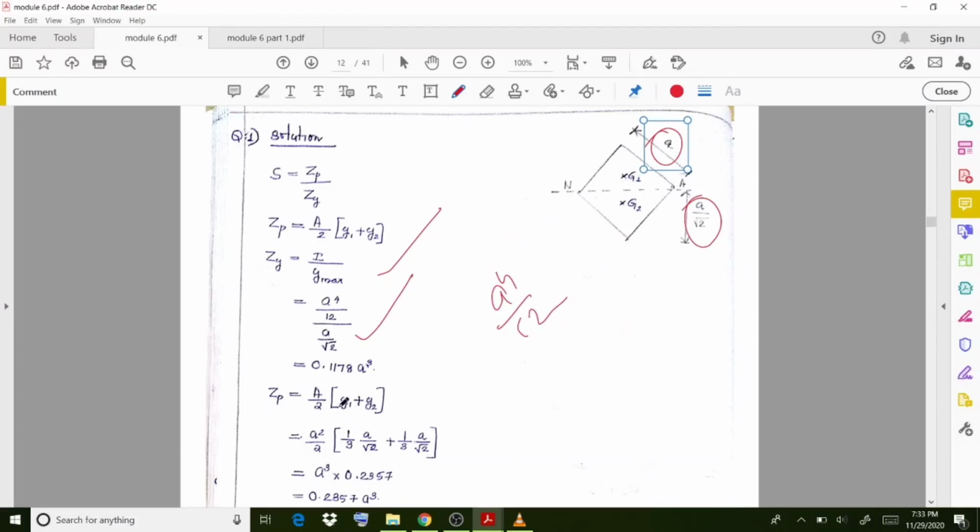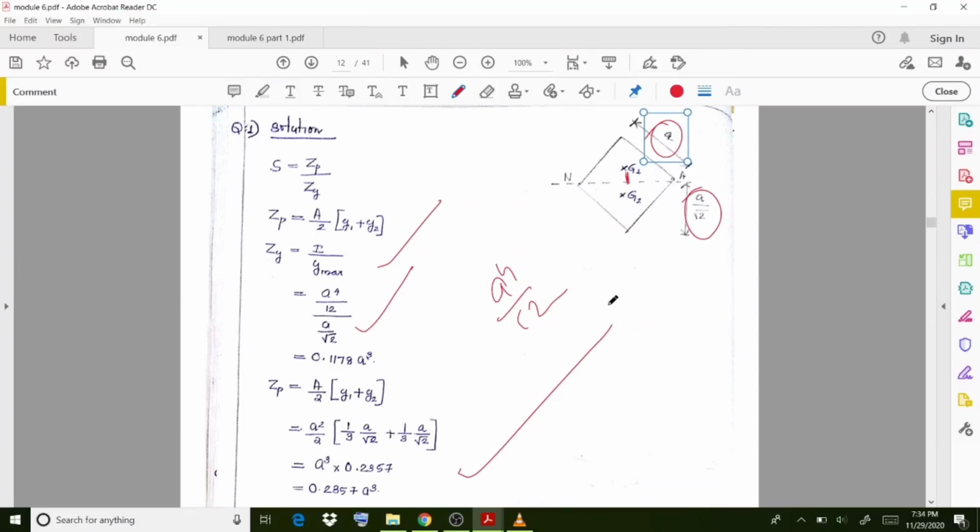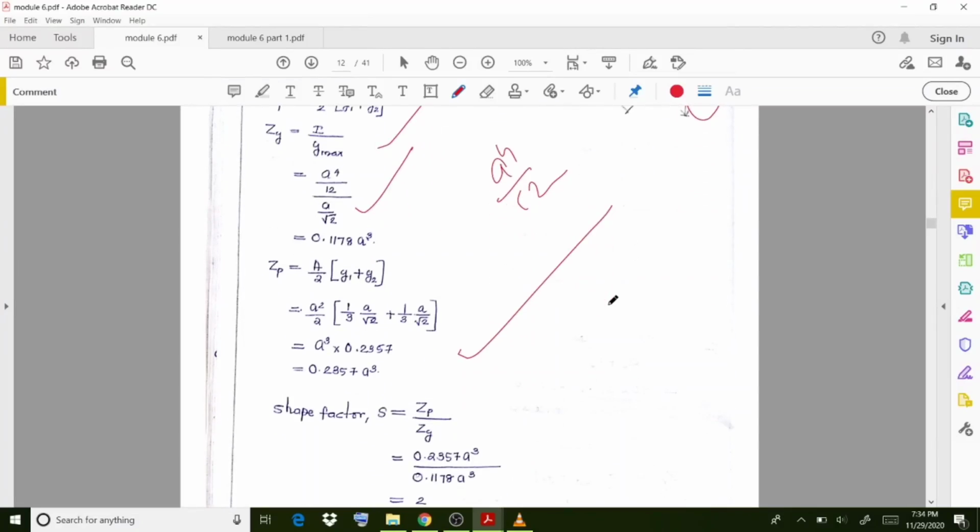And if you substitute those values for Zp, you can observe that a by 2, that is area, a square. Then y1 is going to be 1 by 3rd of a by root 2, and here also 1 by 3rd of a by root 2. If you substitute, this is the value. This is the shape factor, and you will finally get the magnitude of 2. So this is the first method.